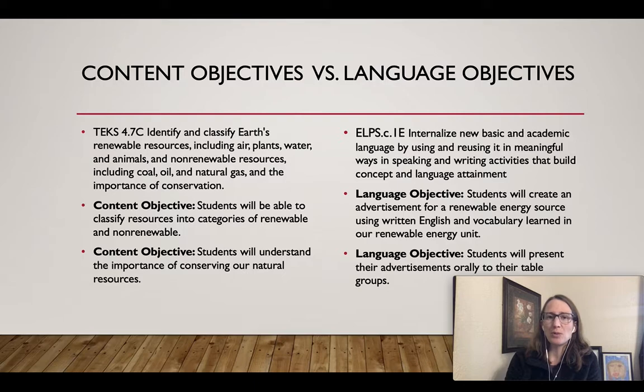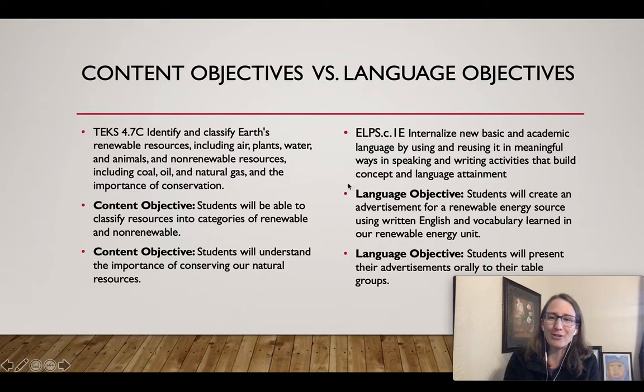Now, why did I choose this one? Because for this particular lesson, one of the things that I like to do with my fourth graders is have them write an advertisement for a particular type of renewable energy. So maybe I'm having them advertise solar panels or advertise using wind energy, and it's something that they want to sell to a particular person as a type of renewable energy that they should use. And so the reason why I'm choosing this particular language standard from the state of Texas is because they would then be using speaking and writing activities that build both concept and language attainment. Now, if I write this on my whiteboard, my students are not even going to read it.